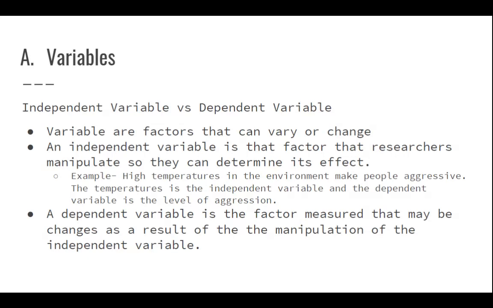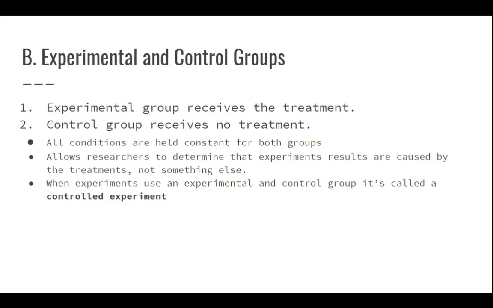A dependent variable, on the other hand, is the factor measured that may change as a result of the manipulation of the independent variable. So the dependent variable is the factor measured that may be changed as a result of the manipulation of the independent variable. You have two types of groups in an experiment: an experimental group and a control group.